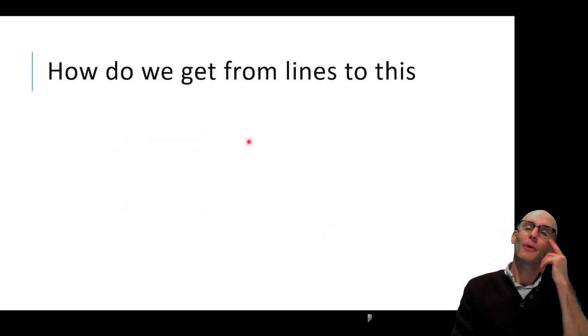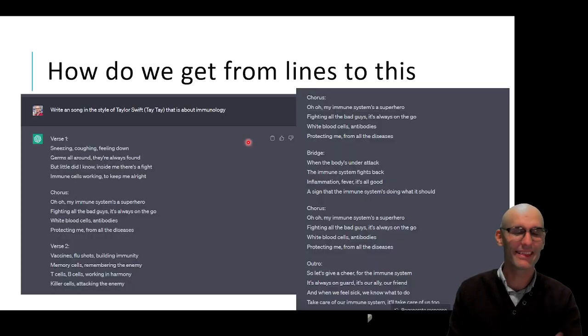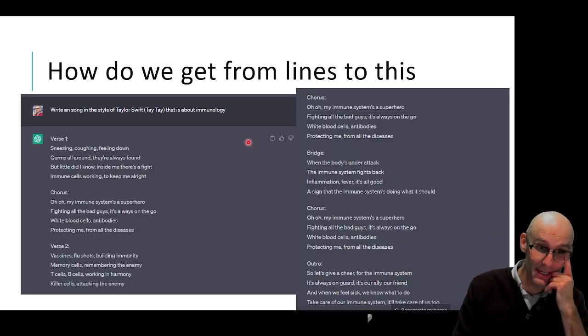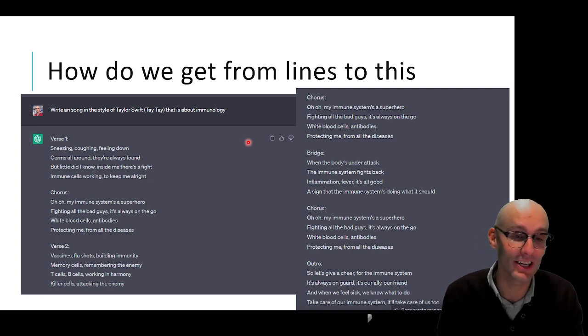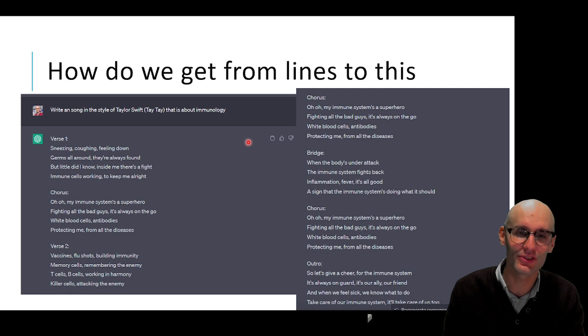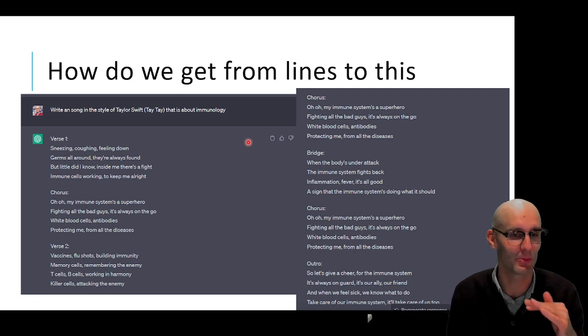But you might be wondering, wait, how do you get from these lines to this? I've asked ChatGPT to write a Taylor Swift song about immunology. And it's written a whole song with verses, 3 choruses, a bridge and an outro. Pretty good.